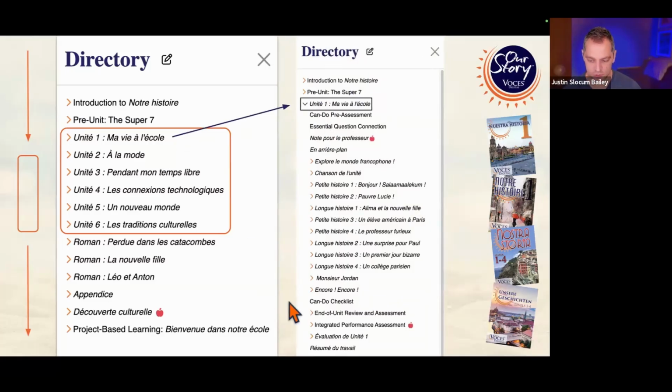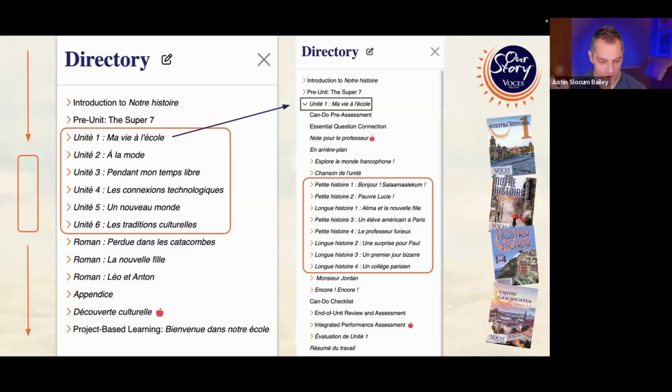And now it turns into the directory looking like this, right? You can see Unité 1, Ma vie à l'école. Okay, but now I've expanded that, and this is all the stuff that's inside that unit, every single thing in that unit. And now, as promised, you again have core content, stuff that leads into it, and supplemental or follow-up stuff. When you're in a unit in Notre histoire, Nuestra historia, any of the Our Story titles, remember the backbone, the main locus of instruction is stories. And so within a unit, it is those stories.